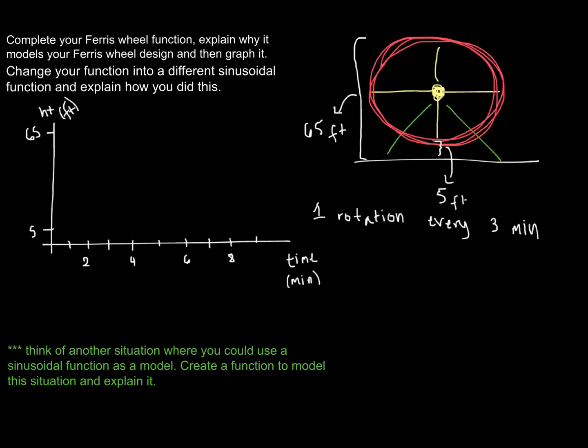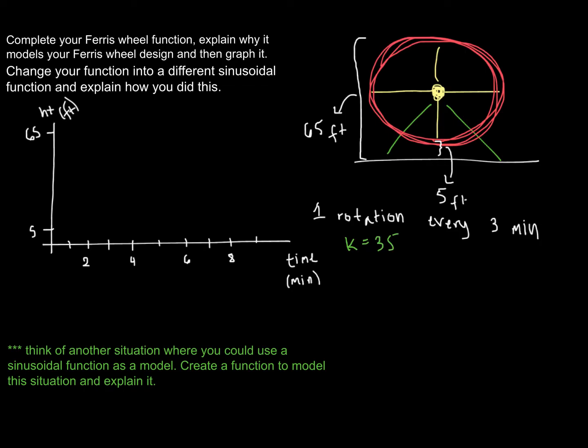I want my midline, right, to be in between 5 and 65. I want my period to be 3 minutes. And I want an initial position, a y-intercept, at the minimum. So with that in mind, I can create a function. All right, so let's go ahead and start putting our function together. Noticing that the maximum value up here is going to be 65, and the minimum value is going to be 5. Halfway in between that is going to be at 35. So my k value is going to be 35.